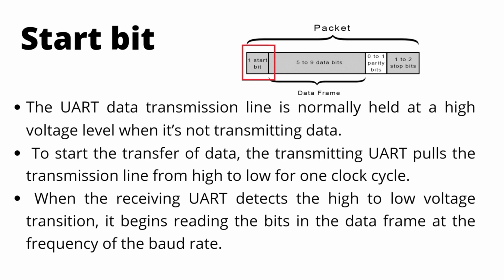First, the start bit. The UART data transmission line is normally held at a high voltage level when it's not transmitting data. To start the transfer of data, the transmitting UART pulls the transmission line from high to low for one clock cycle. When the receiving UART detects the high to low voltage transition, it begins reading the bits in the data frame at the frequency of the baud rate.